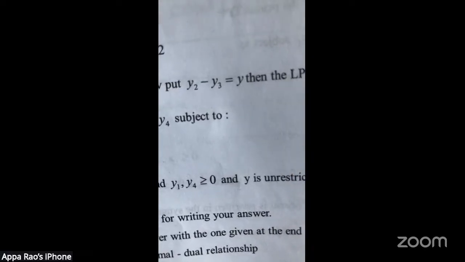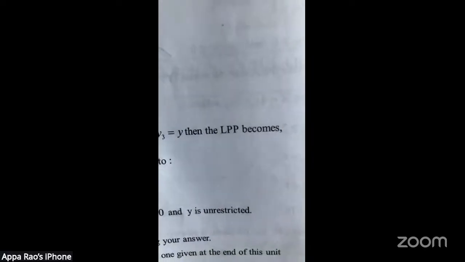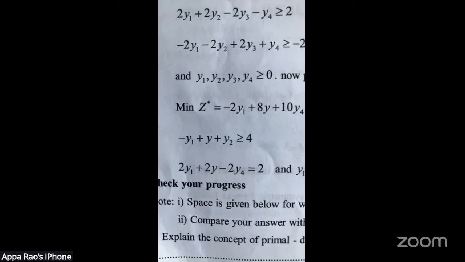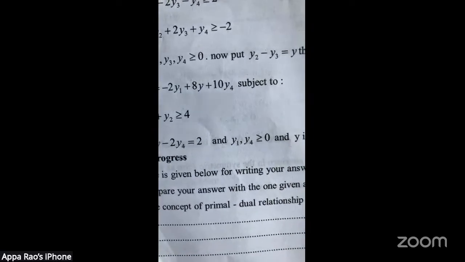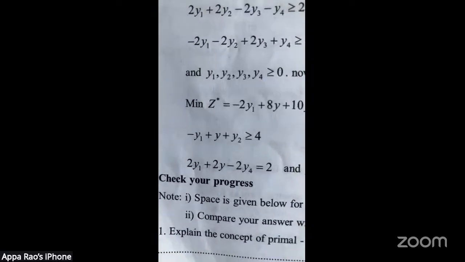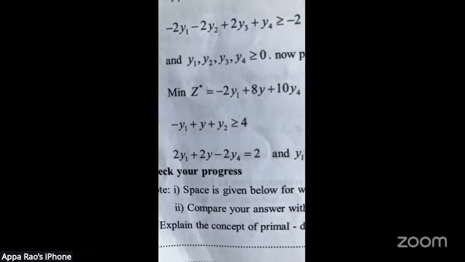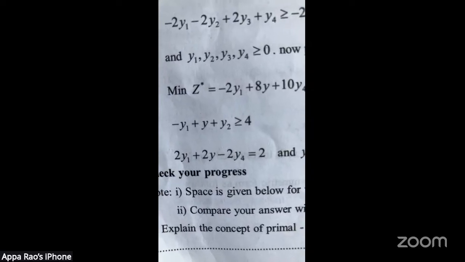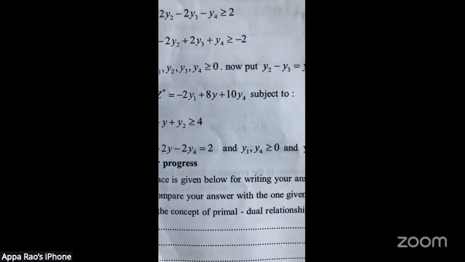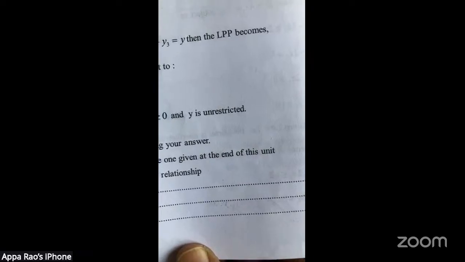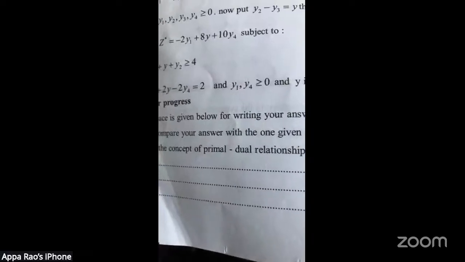Now put y2 minus y3 equal to y. Then the LPP becomes minimum z star equal to minus 2y1 plus 8y plus 10y4 subject to minus y1 plus y plus y4 greater than or equal to 4, 2y1 plus 2y minus y4 greater than or equal to 2, y1, y4 greater than or equal to 0, and y is unrestricted. Okay, today we discussed theory.